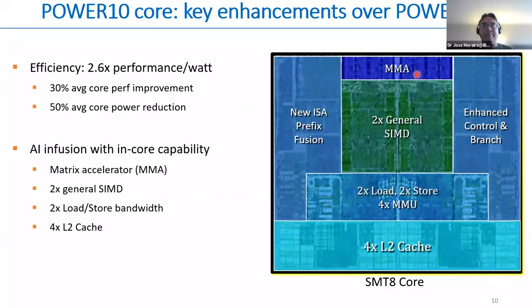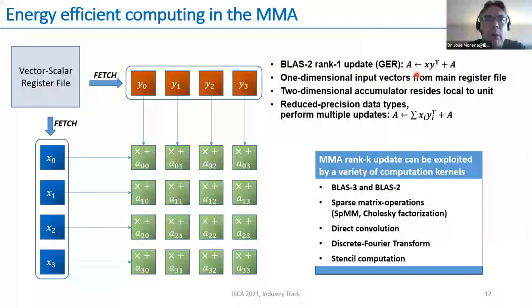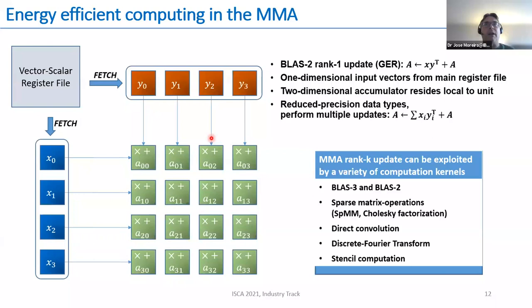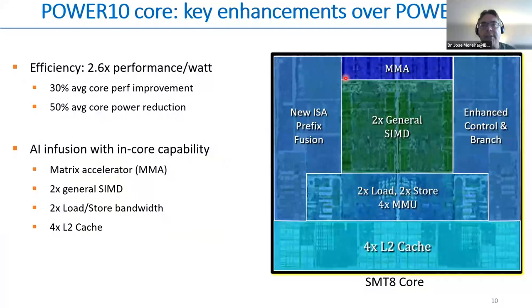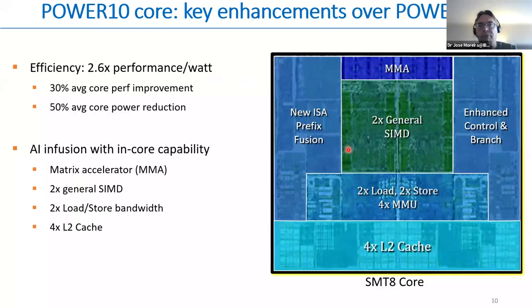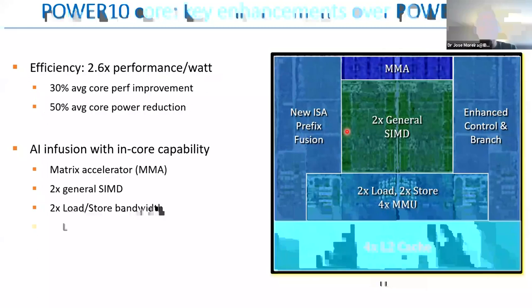They do more computation and they are more efficient. Why are they power efficient? Because the vectors, which are the inputs, come from the vector register. That's the same as the vector unit. But the matrix, which is the big thing that gets updated, right? The matrix is n squared, the vectors are n. The matrix resides in the MMA. So the MMA has its own register file inside it, which has the matrices. So the matrices are kept local. The computation is local. Only the inputs come from the general SIMD area, the vectors. So we actually transfer less data and are more efficient using the matrix unit than using the vector unit.